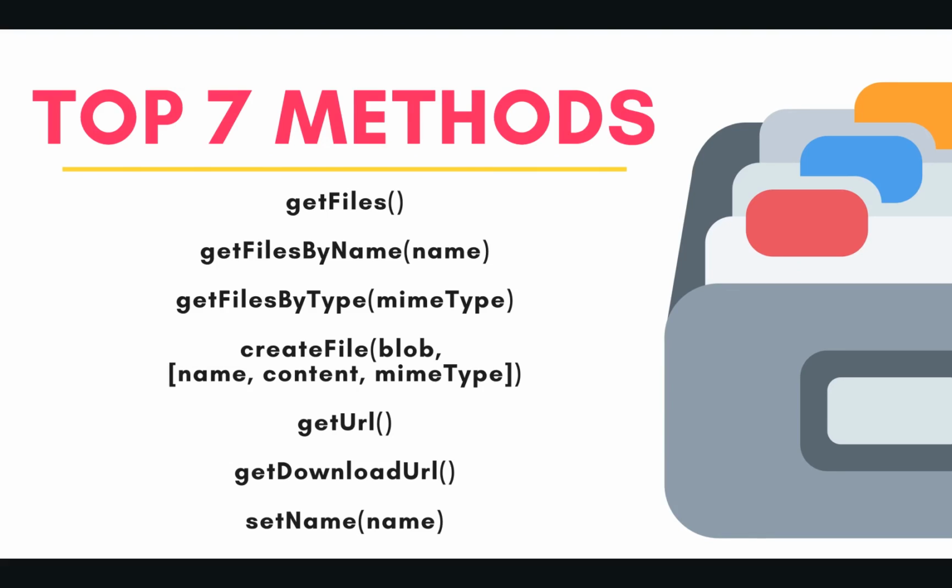So files within Google Drive is actually quite an extensive topic. There's a lot of things that you can do with it. However, I picked out my top 7 methods for today, and they are get files by name, get files by type, create file, get URL, get download URL, and finally set name. So let's boogie on over to the code and have some fun with these methods.